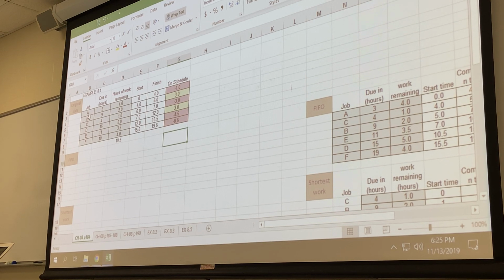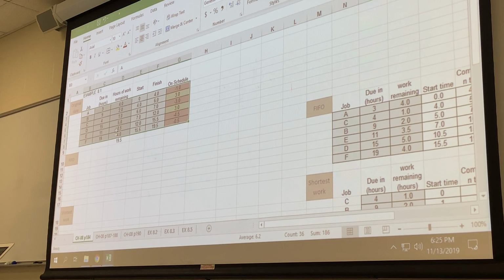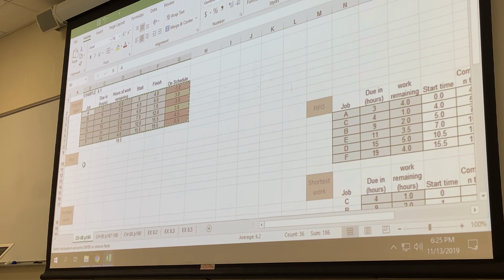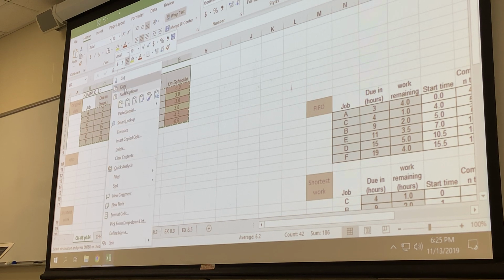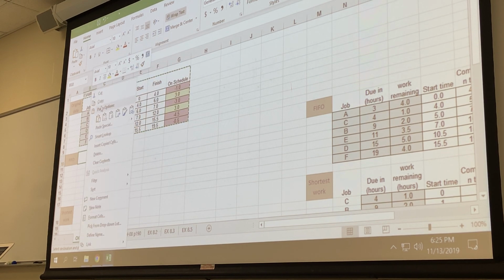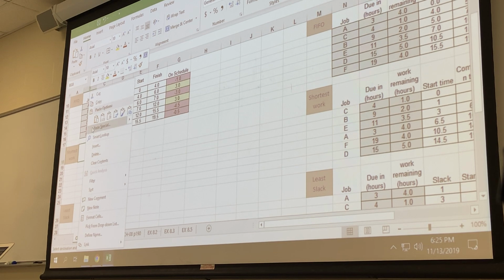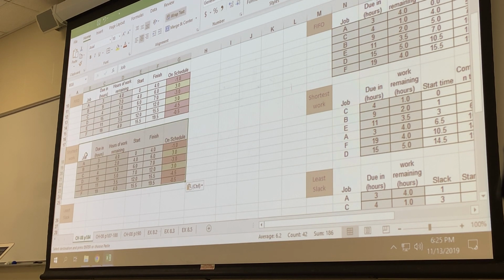Now, if I take this same stuff, I don't need to total that again, it's going to still total the same thing. Copy it, paste it down here. Copy, paste it down here. Now then, that was first in, first out, so I just did that. So let's paste it again and do the shortest amount of work.